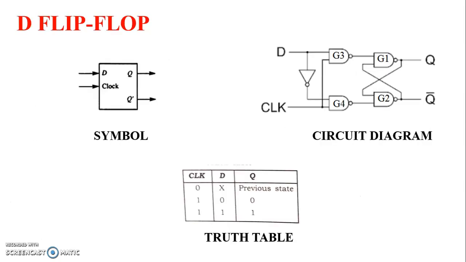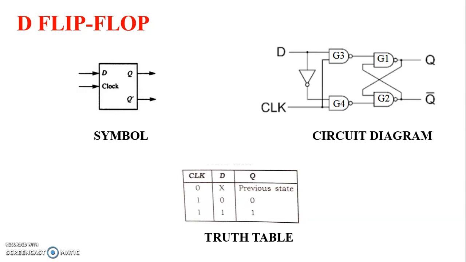So the next flip-flop is the D flip-flop. The D flip-flop is derived from an SR flip-flop. Here the S and R inputs are connected together by using one inverter. Then that flip-flop is called a D flip-flop. The D flip-flop is also called a data transfer flip-flop.